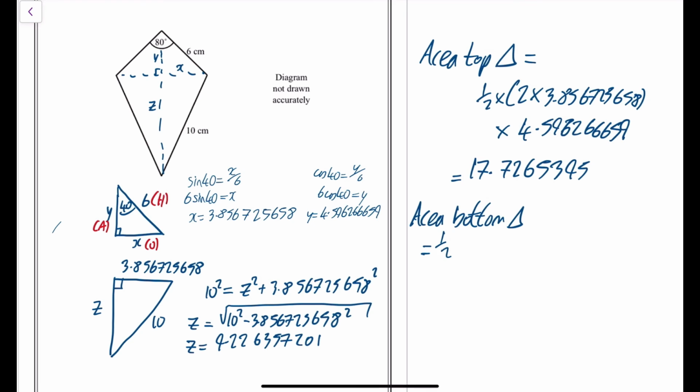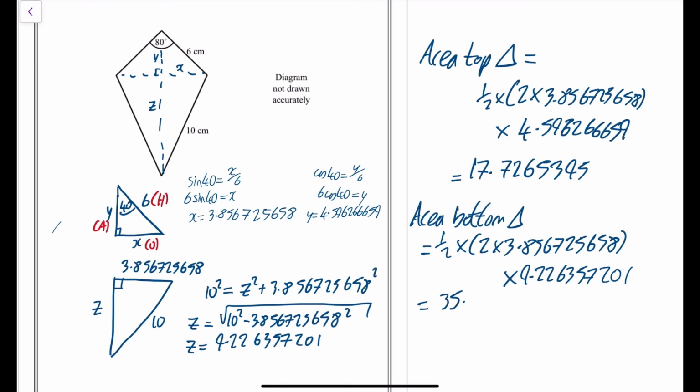Area of my bottom triangle works out to be a half times 2 lots of the x, so 2 times 3.856725658 times the height, which was a z, and z we worked out to be 9.226357201. So your bottom triangle works out to be 35. Sorry, it doesn't at all. Bottom triangle was 35.5835285, and then your total area.